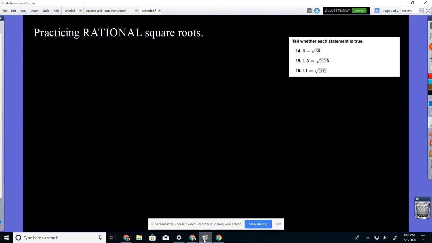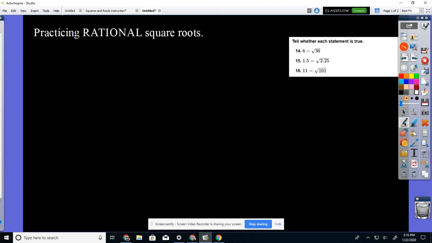Our homework for tonight is page 30, 4 through 26. So what we're going to look at here is 14, 15, and 16. We're just asked whether or not the statement is true. It's best if your student includes, or you as a student include, an explanation of why it's true by showing a little bit of work.